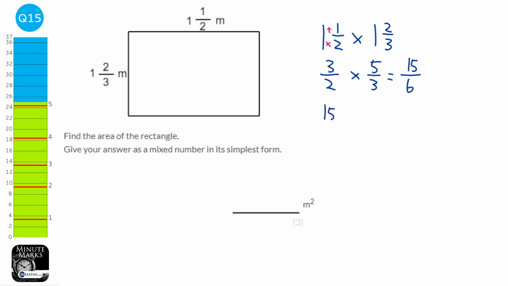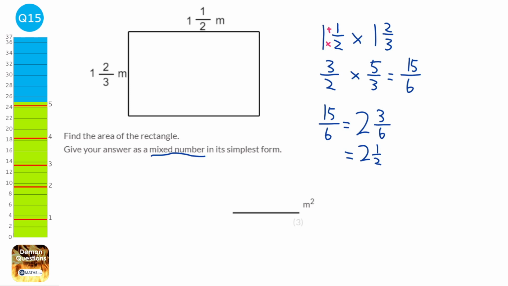So we've got to convert 15 over 6 into a mixed number because it asks for a mixed number. So 15, how many 6's go into 15? Well, we're first of all going to have 2 whole ones. And how many left over? There are going to be 3 left over. Now, 3 over 6 is the same as 1/2 because we can divide top and bottom by 3. So our answer is 2.5.